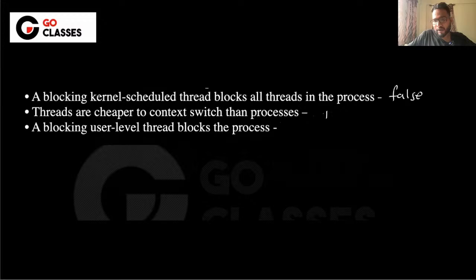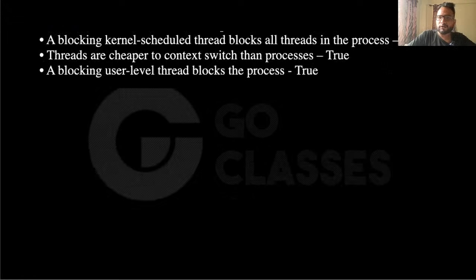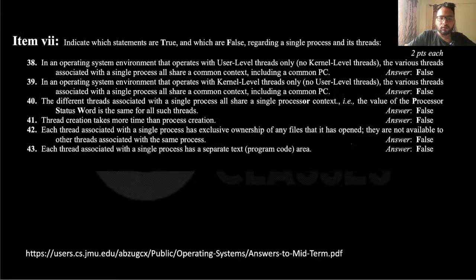Threads are cheaper to context switch than processes. Yes, that is true, because you do not need to save a lot of things, just like a process. A blocking user level thread can block the process. Yes, that is also true. If one thread is blocked, then the whole process is blocked if it is user level. Okay, great, let's move further. False, true, true.